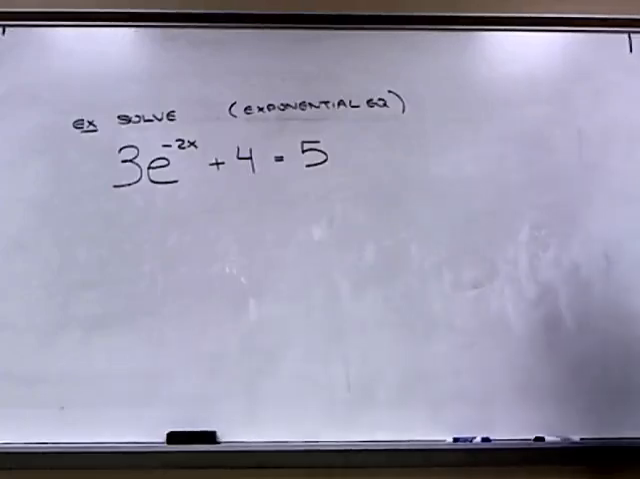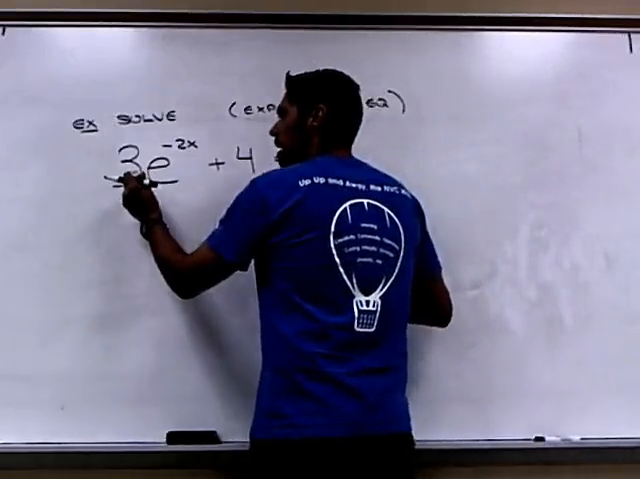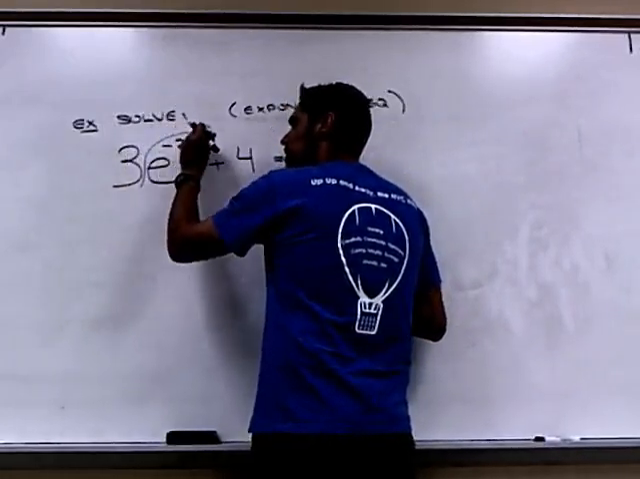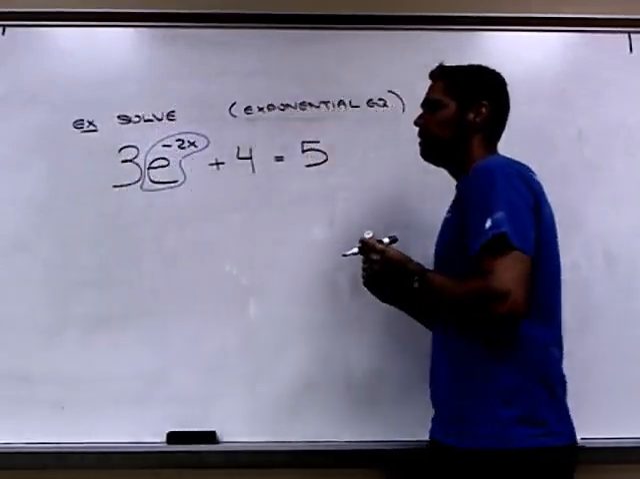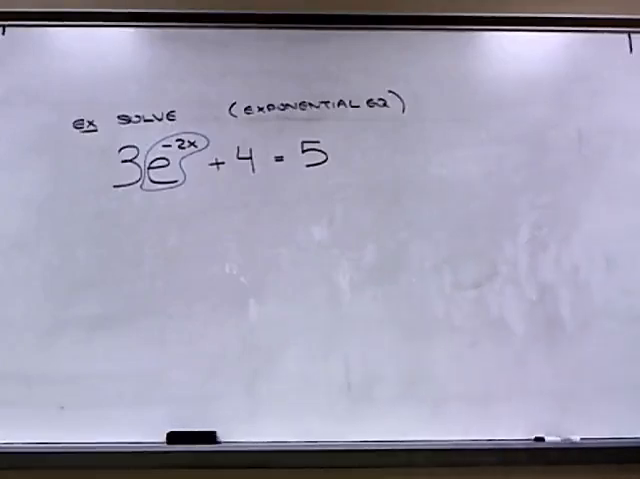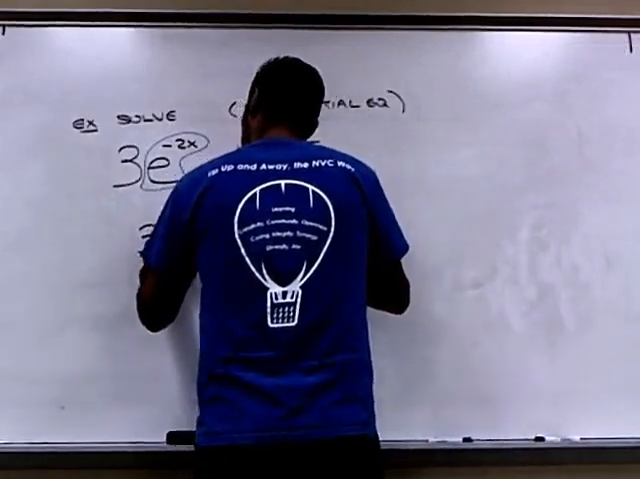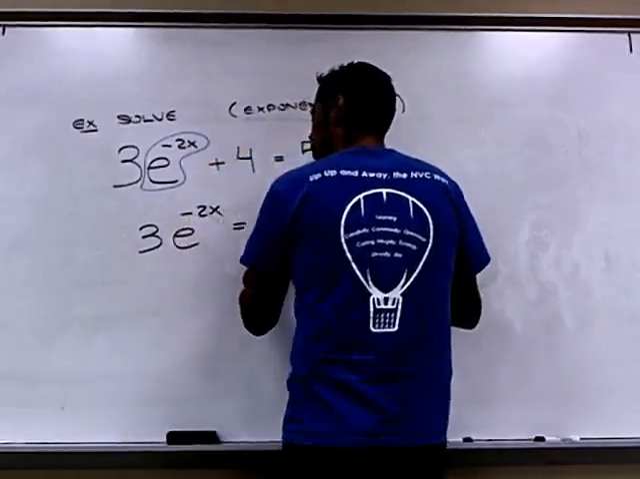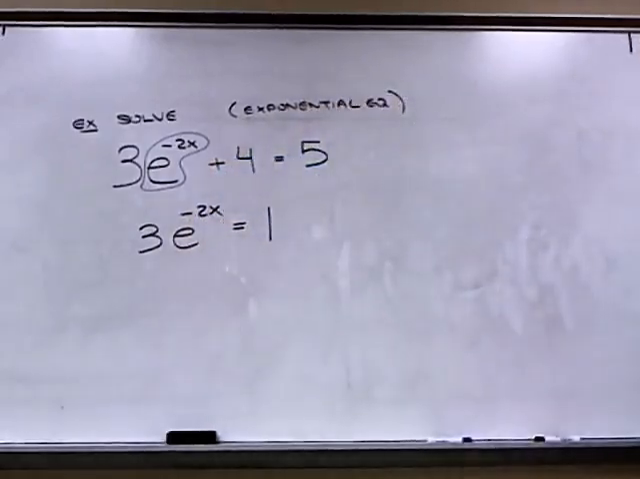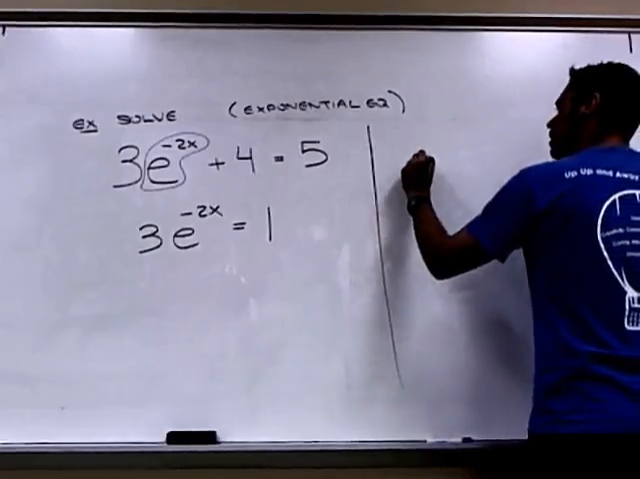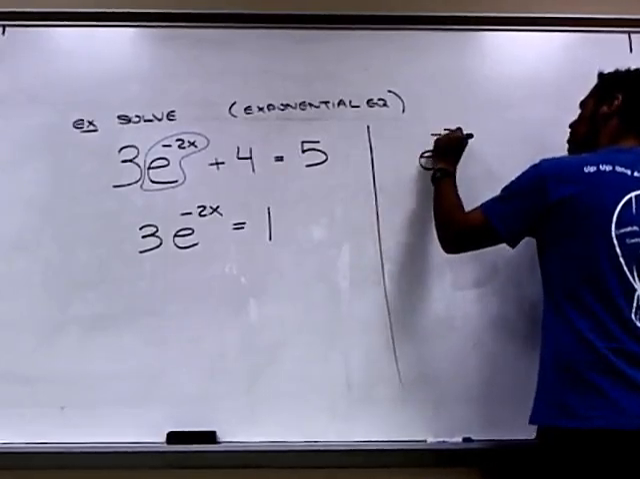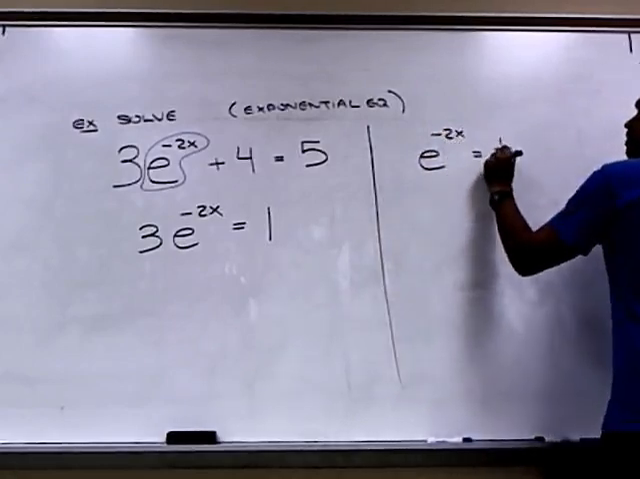And so what is the attack that we're going to have here? Subtract 4 first. We are going to try and isolate the exponent. That means we don't even want that 3 there, which we'll divide. So subtract 4 on both sides first, we get 3 e to the negative 2x equals 1. And now to get rid of the 3, divide by 3, don't subtract. So you have e to the negative 2x equals 1/3.